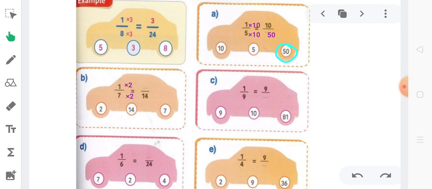So 1 by 2 equals 2. So I'm going to choose 2. Again, one more time.